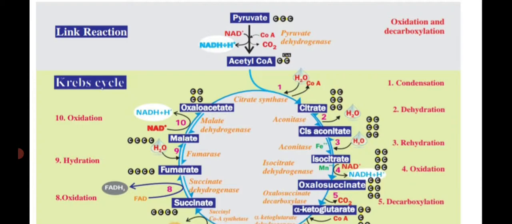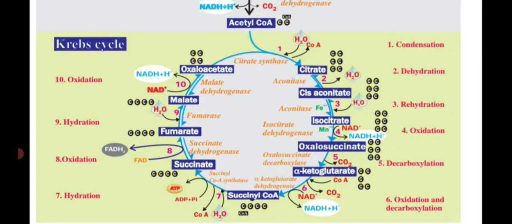is a 6-carbon compound, by the process called condensation. It's given at the side: step 1, condensation, by the enzyme citrate synthase. Then the citrate, by releasing one molecule of water, in the presence of the enzyme aconitase, is converted into cis-aconitate, which is a 6-carbon compound. So removal of water is known as the dehydration process, given at the side, step 2.